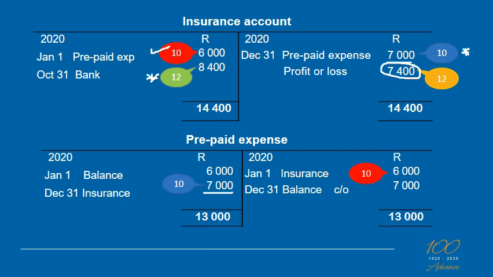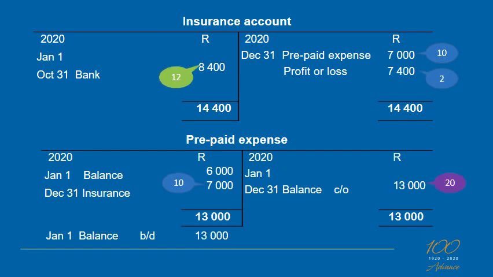In my prepaid expense account, which I don't close off but I balance, I will have a balance carried down of 7,000 Rand. Can you see, if I did not do the reversal, I would not end up with only 7,000 Rand. This is what it would look like if I did not do a reversal. Can you see I don't have the reversal of the prepaid expense adjustment of the previous year?